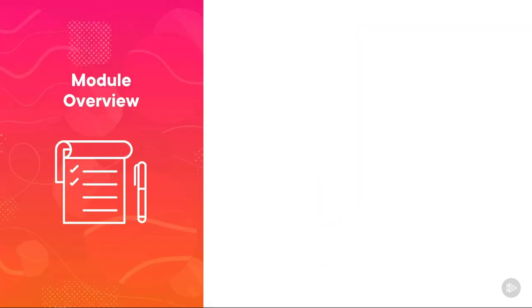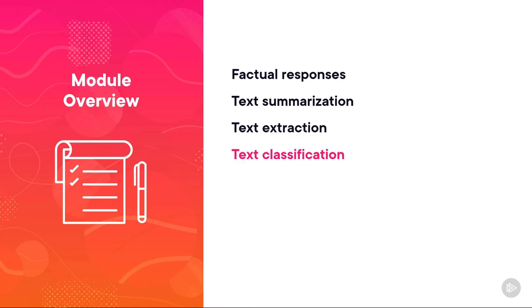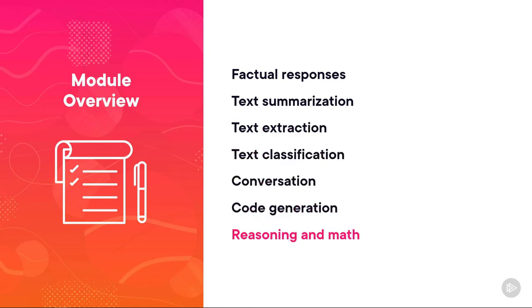So that was an overview of prompts generally and the different components that they can contain, but then drilling down, there's different kinds of prompts to use depending on what you're trying to accomplish. You should pick the right one for the job, and coming up in the rest of this module, we're going to look at some of those, including factual responses, text summarization, text extraction, text classification, conversation, code generation, and reasoning and math. So let's get started.